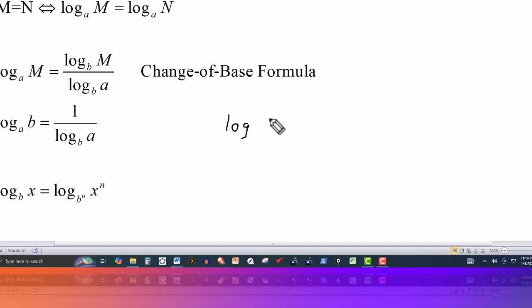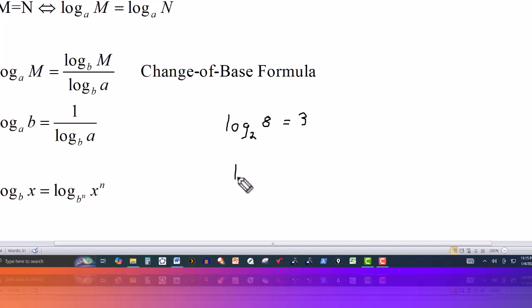We have the log of 8 to base 2. That's equal to, again by definition, the logarithm is the exponent. You have to take this base 2 to get this value here, 8. So 2 to what power will give me 8? And 3, right? 2 to the third is 2 times 2 times 2, that's 8.